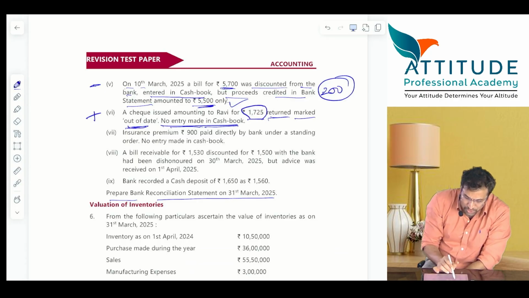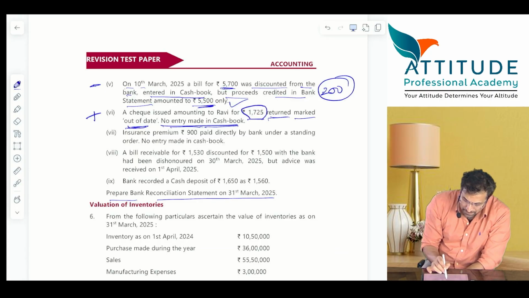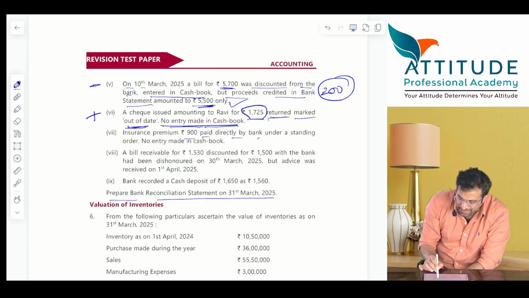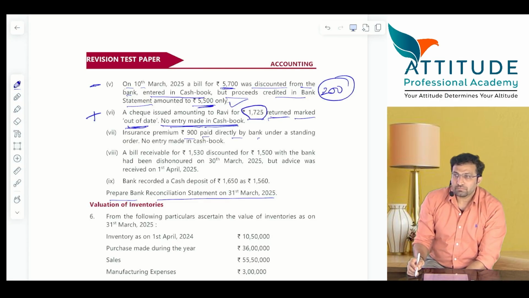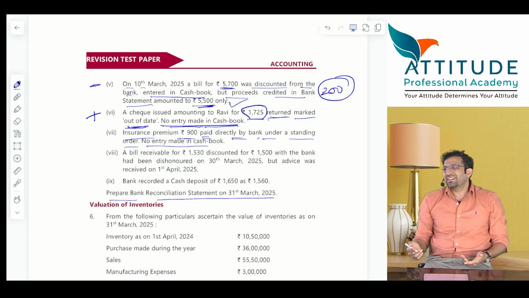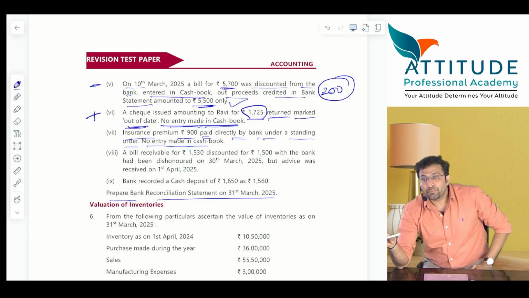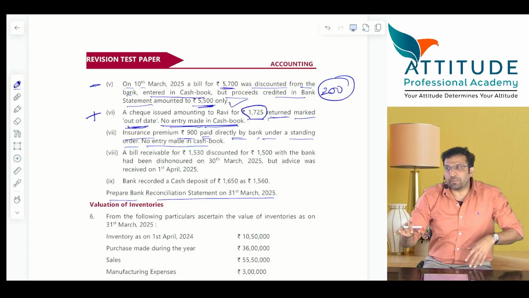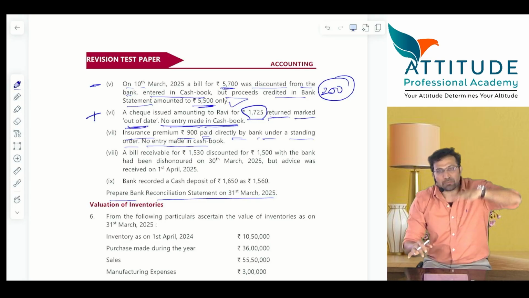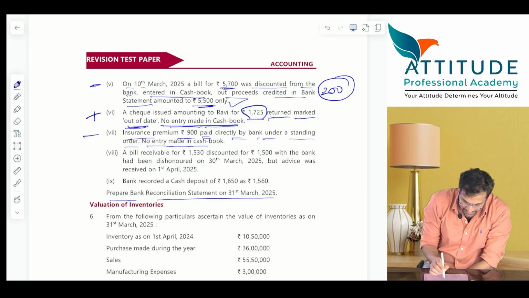नेक्स्ट यू टेल मी, इंश्योरेंस प्रीमियम. हेलो, इंश्योरेंस प्रीमियम 900 पेड डायरेक्टली बाय बैंक. I repeat, insurance premium 900 paid directly by bank under standing order. No entry made in cash book. Arre, insurance premium paid by the banker means passbook balance has come down. No information is given to you means you have not passed the entry in your books. Cash book balance is up. So this has to be deducted. Less 900.